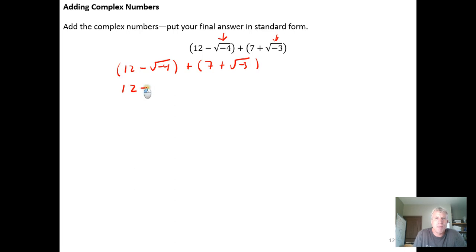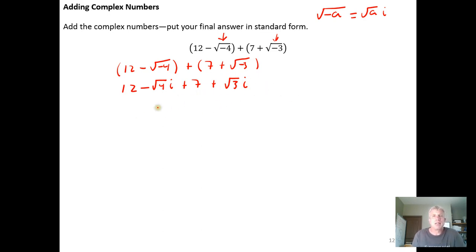I'm going to get 12 minus, and then here I have the square root of -4, and I want to recognize from a previous video that if we have the square root of the opposite of a positive number, we can just rewrite this as the square root of that positive number times i. So I'm going to rewrite this as the square root of 4 times i, where i is not underneath the radical sign, plus 7, plus the square root of -3 can be rewritten as the square root of 3 times i, where i is not underneath the radical sign.